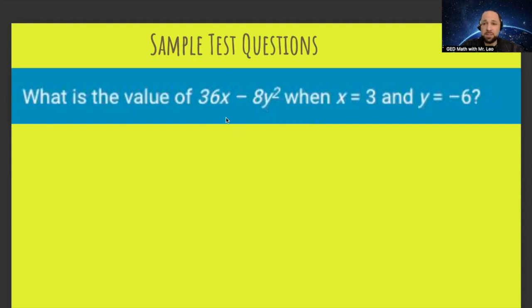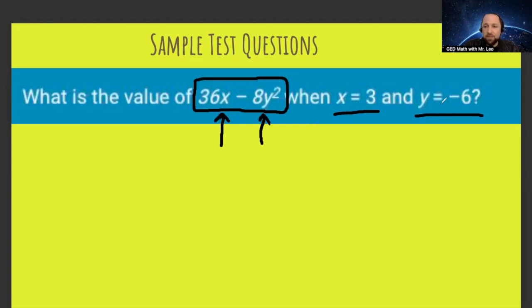This is a sample test question. What is the value of 36x minus 8y squared when x equals 3 and y equals -6? Okay, do you know what to do here? Do you know how to get into this question? Basically, we're going to take the original piece right here, and we're going to substitute something for x and something for y. And they've given us these numbers over here. And when you substitute, just use parentheses and it's all going to work out.